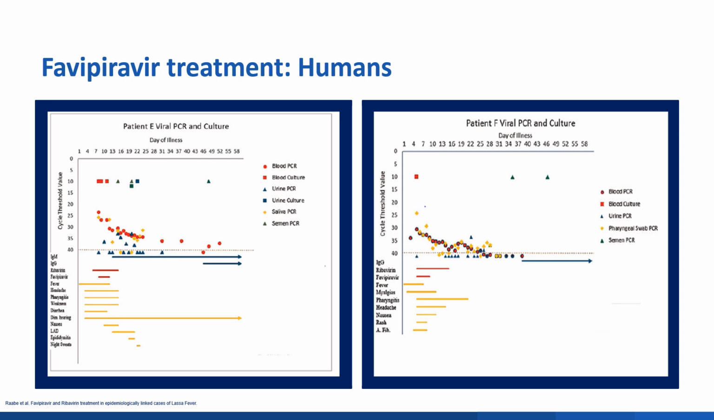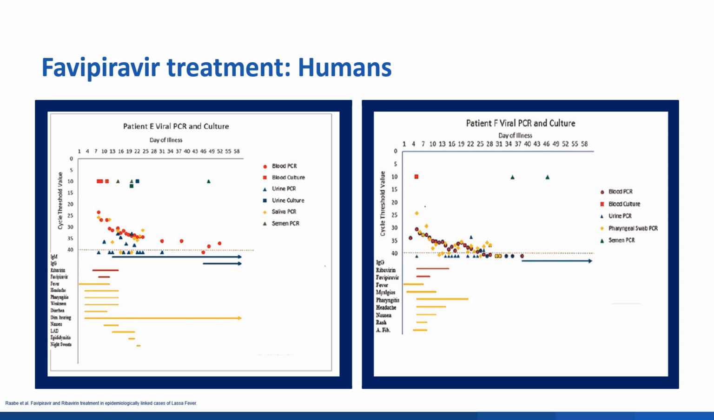Lassa virus was detected by RT-PCR in blood samples collected through day 59 in patient E and through day 28 in patient F. Urine from patient E was RT-PCR positive for Lassa virus until day 31 and day 25 in patient F. Saliva was positive for Lassa virus through day 46 in patient E and day 28 in patient F.